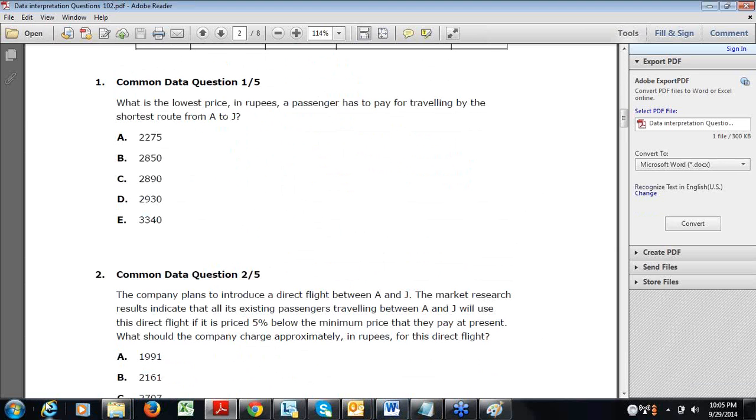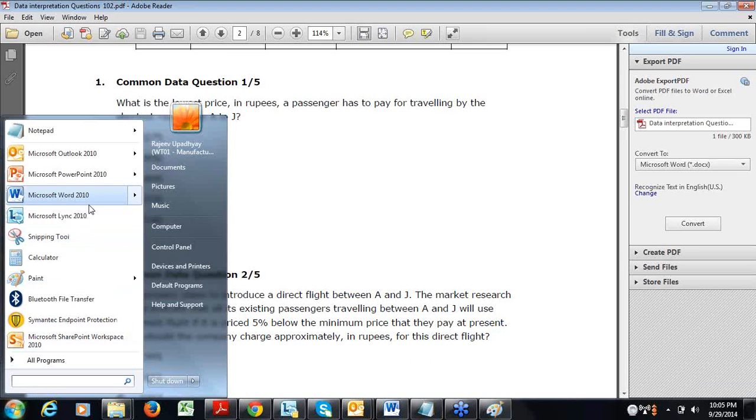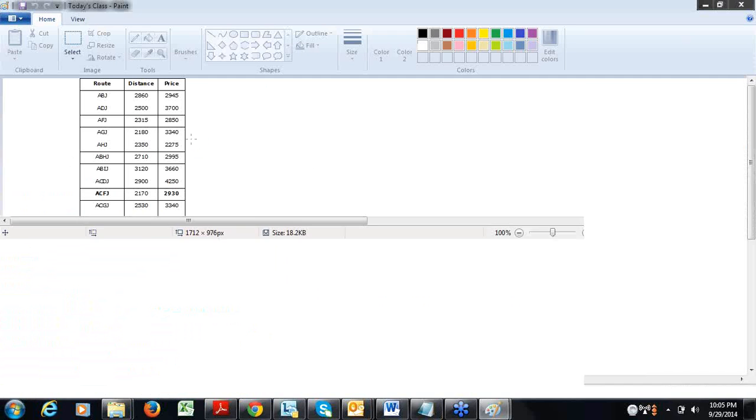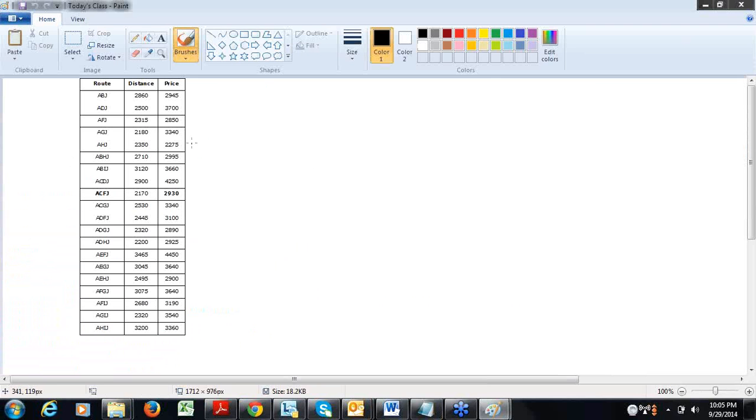So first what we'll do is we'll list down all the routes from A to J. If you see, we have ABJ, ADJ, AFJ, AGJ, AHJ, ABHJ. These are all the routes from A to J. We have listed it down, and the corresponding distance and corresponding price we can find out.